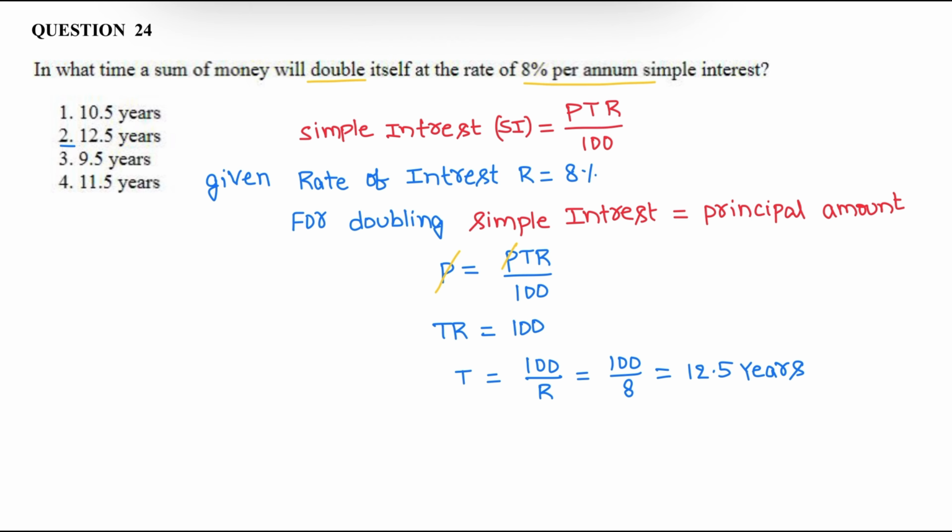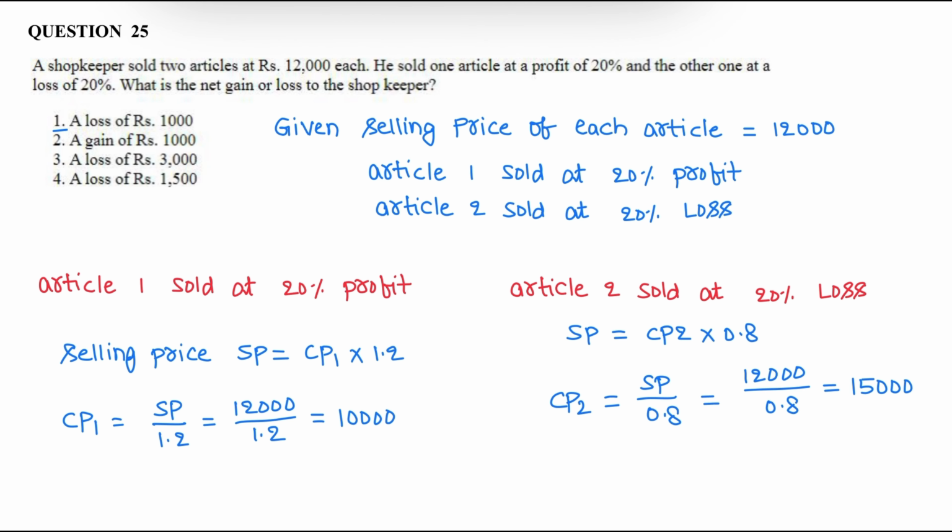TR is equal to 100. So the rate of interest is 8. So time is equal to 100 by 8, 12.5 years. So it takes 12.5 years for the amount to get doubled if the interest rate is 8%. Correct answer option 2. Question number 25.